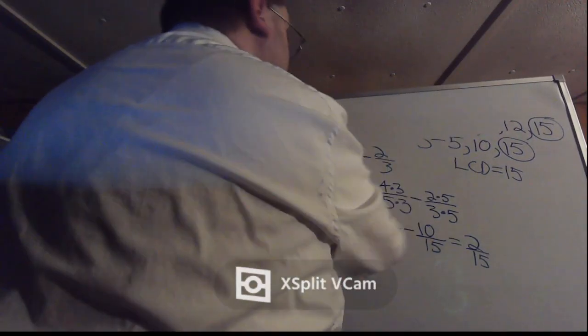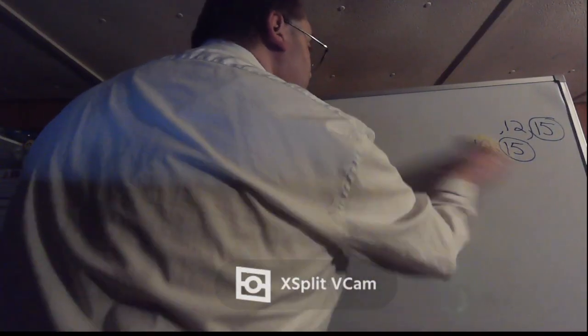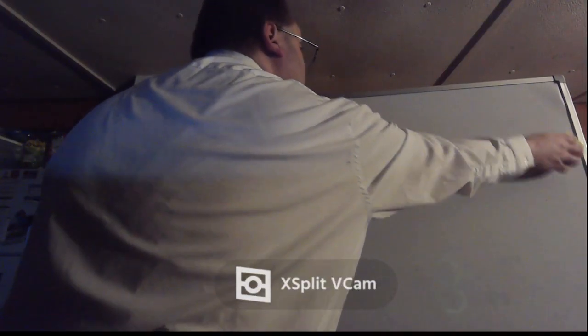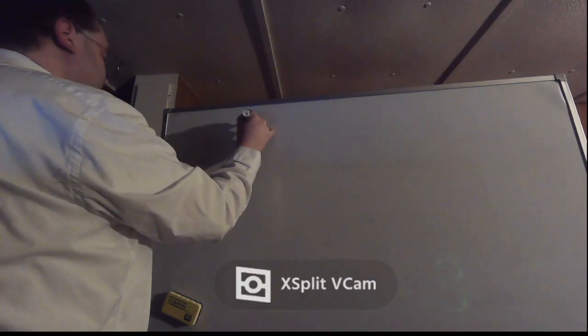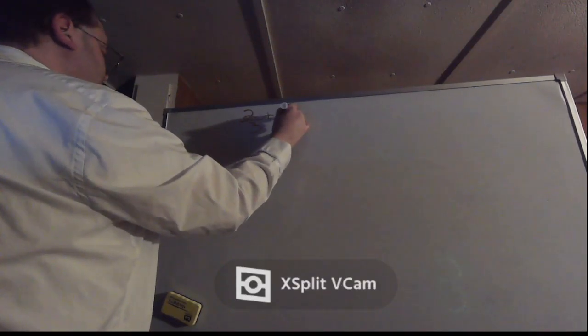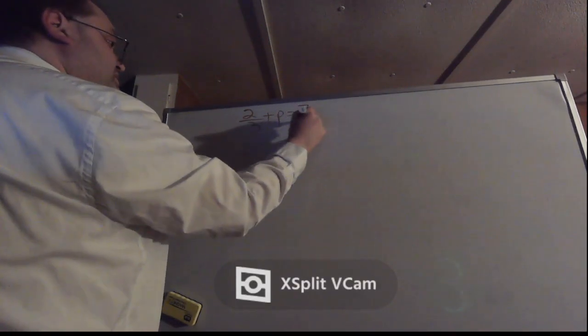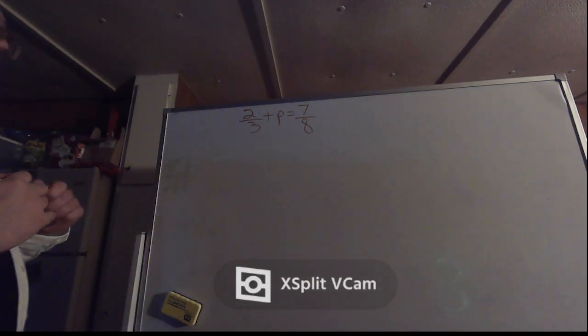Okay, let's erase some of this. Alright, I got 3 more. I do have 3 more here. I have 2/3 plus p equals 7/8. So I got 2/3 plus p equals 7/8.